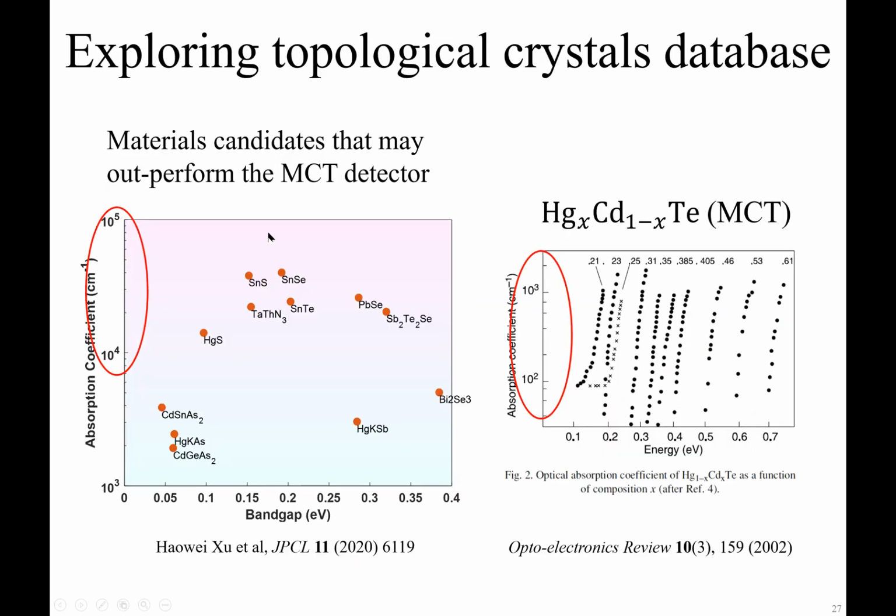And traditional infrared detectors like mercury cadmium telluride have an optical gain or loss of about a few thousand per centimeter. But in our calculations, by going through all the topological crystals, we found that there are a few with one or two orders of magnitude bigger optical gain or loss, and this would be a suitable material for infrared detection.